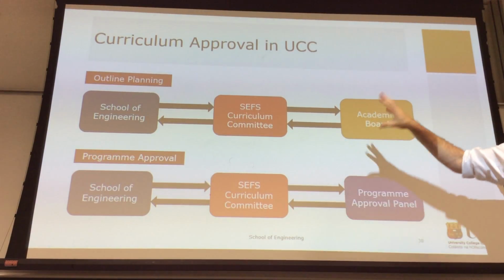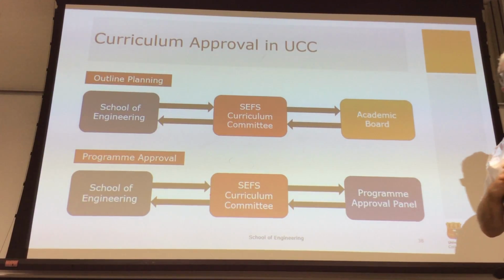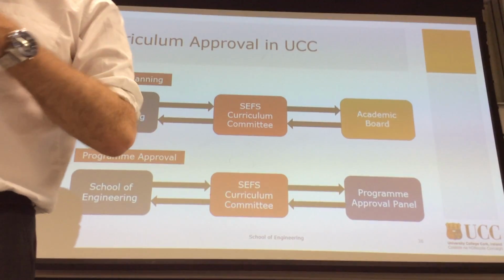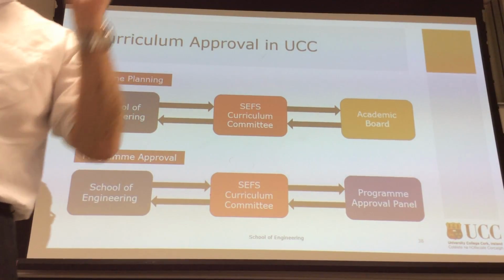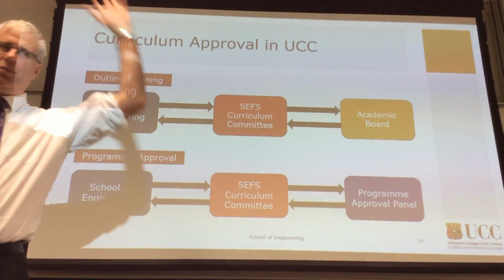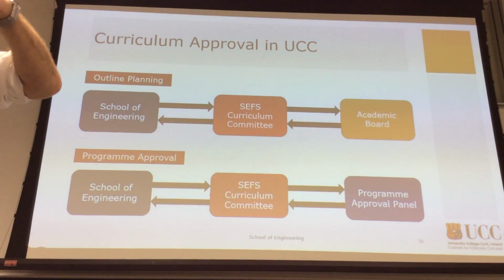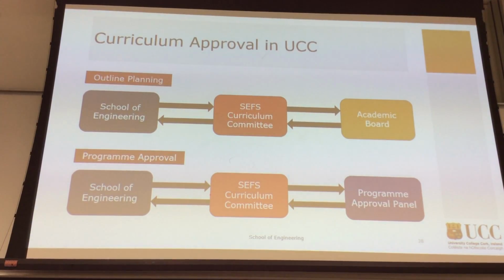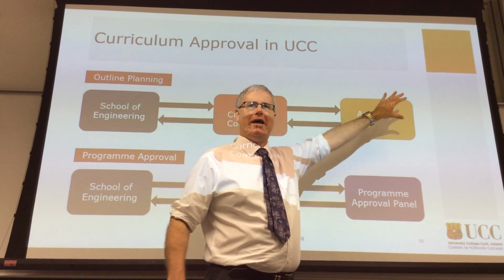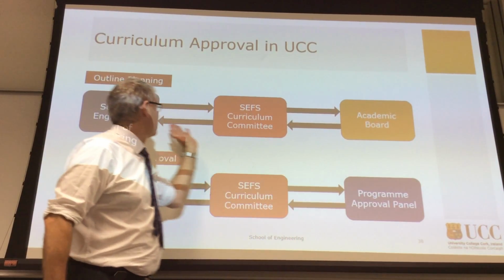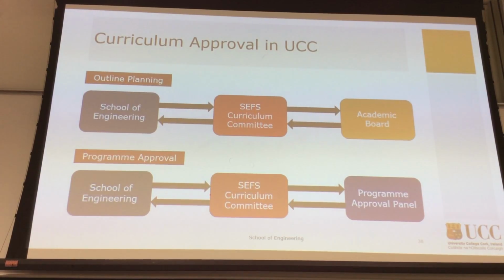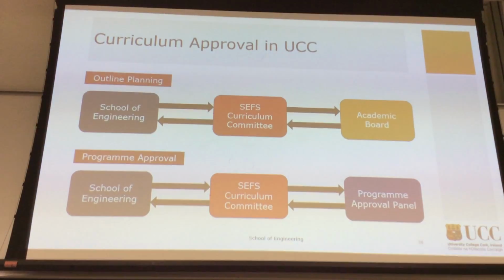Also the area. Say, for example, if I brought in a Master's, an MEngSc in Artificial Intelligence in Engineering, my colleagues here in computer science would jump up and say, what are you doing? Artificial intelligence is our domain. You can't use that. And that would normally happen either at CEFs or academic board. So one of the roles of the outline planning is to see, have you consulted with colleagues in other parts of the university? Are they happy with what you're proposing?